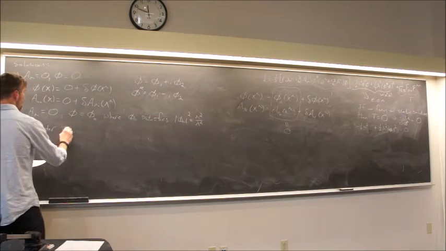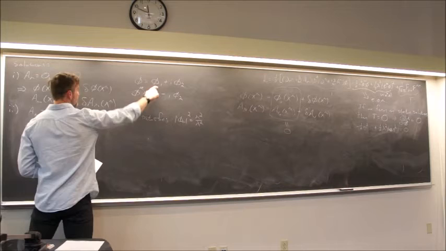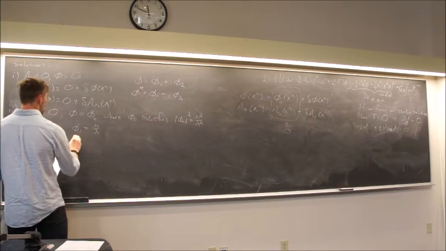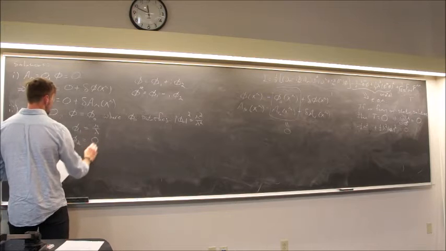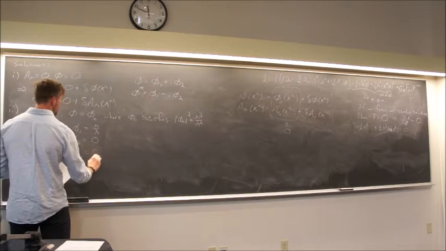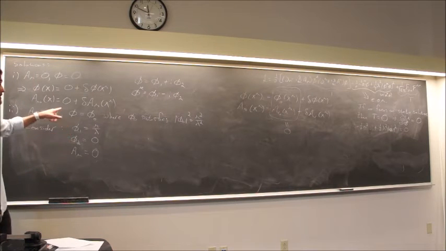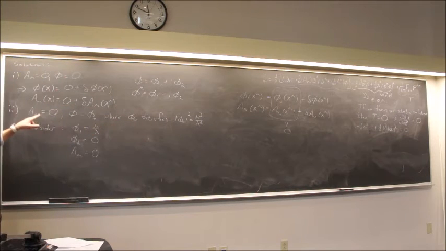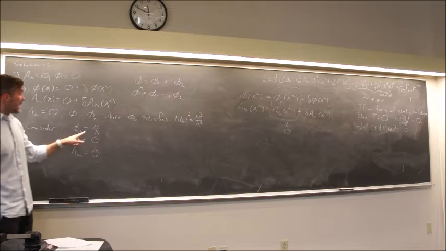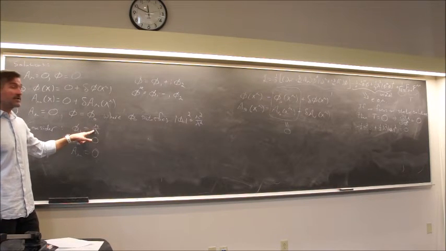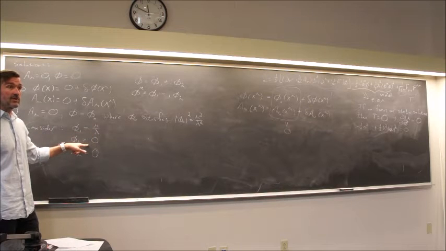So consider when the real component of phi is mu over lambda, the complex component of phi is 0, and A mu is 0. This satisfies all of these conditions. A mu is 0, obviously, and if I take the complex magnitude of this, I just get mu squared over lambda squared, because this doesn't contribute.